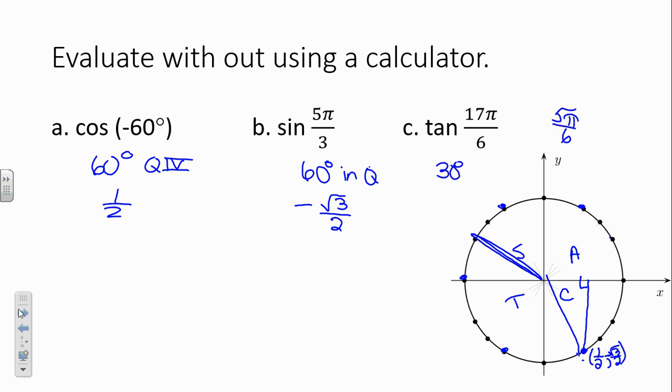Okay, is tangent positive or negative in this one? Negative, so we know our answer is going to be negative. What is the tangent of a 30 degree angle? The one with all the 3's, square root of 3 over 3. See how fast that is?